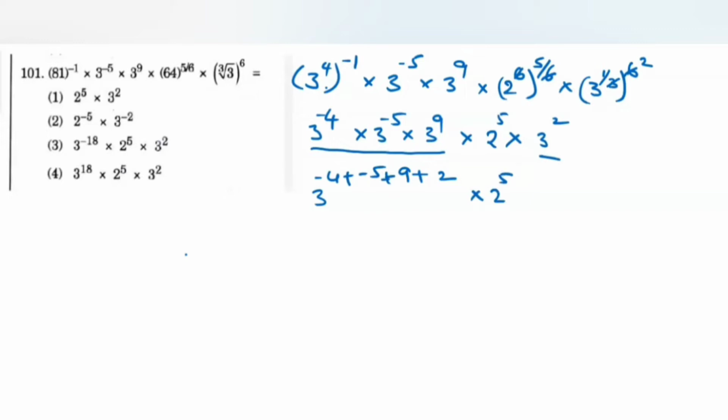Now coming to here, just add the powers. So minus 4 minus 5 and this plus 9, so you can cancel all these things. These two come to minus 9 and this is plus 9. So still power 2 is there. So the answer is 3 power 2 multiplied with 2 power 5. So this is the option number 1. So this is your correct option.